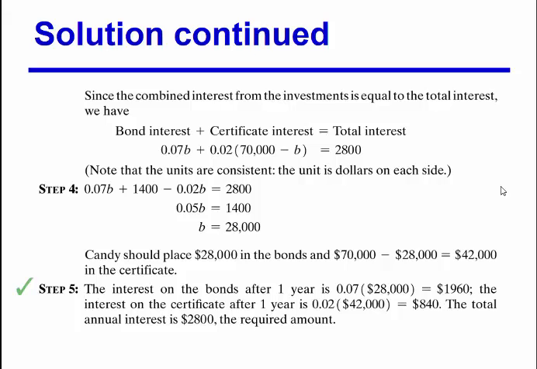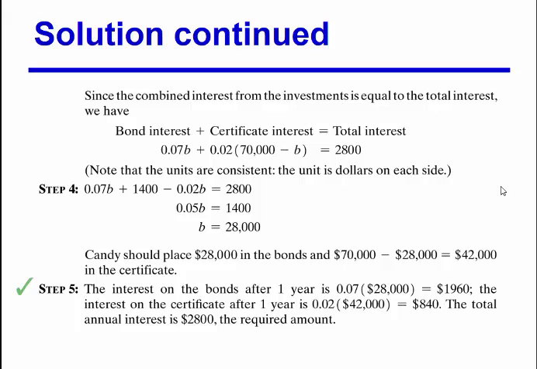So we go ahead and combine. We multiply using the distributive property. We combine like terms, and we get that B is equal to $28,000. So she should place $28,000 in the bonds, and the difference of that, $42,000, in the certificate.